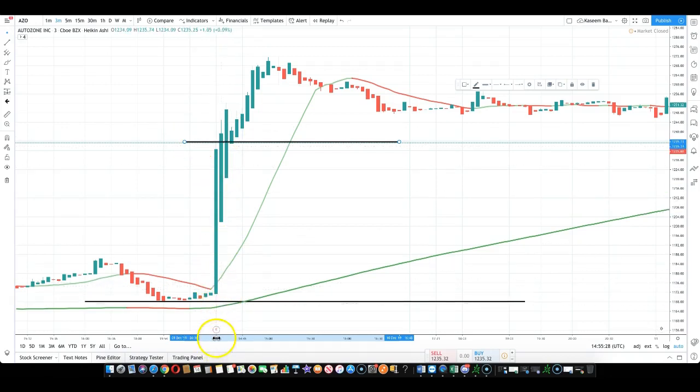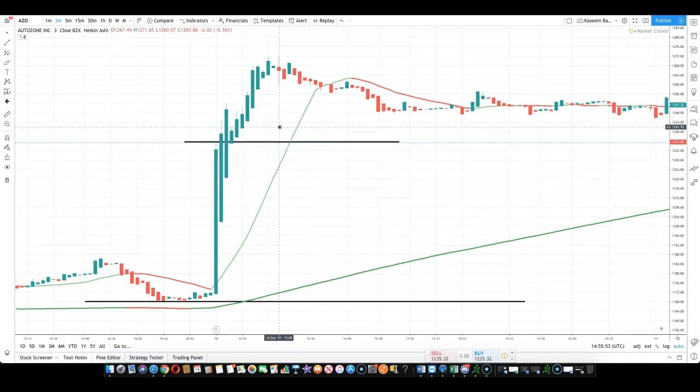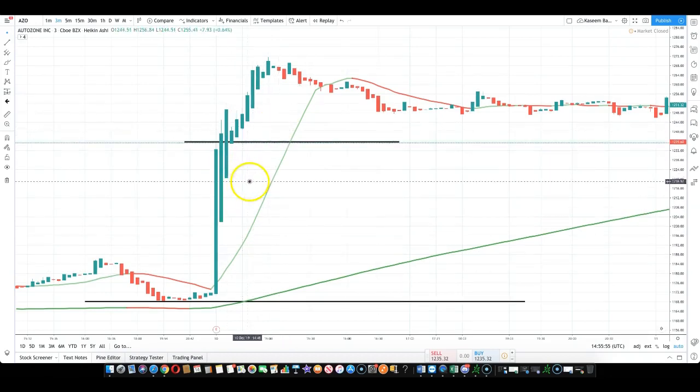So let's say you wake up on the 10th. You want to trade AutoZone. They had good earnings. Boom, the price shoots up. Usually, what I would do is draw the first trend line, boom, right up there. So if price comes down and does not break this, then I would just wait to see what happens, and then maybe on the next trade, I can catch it on the new bottom.